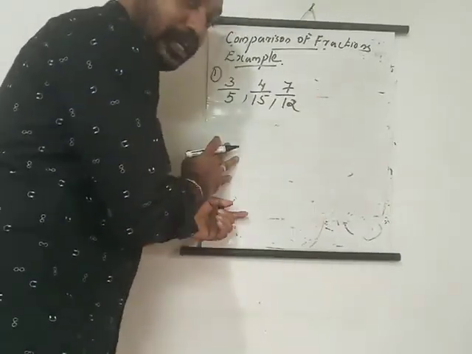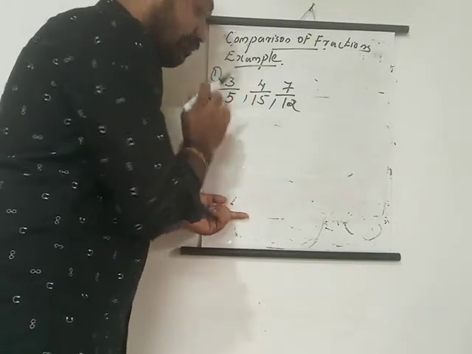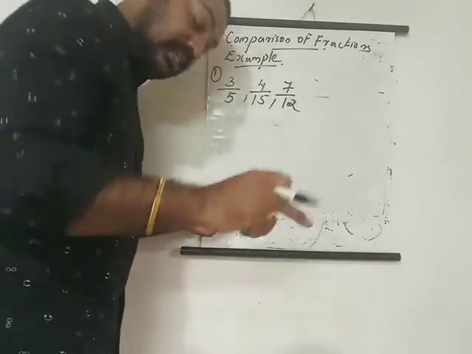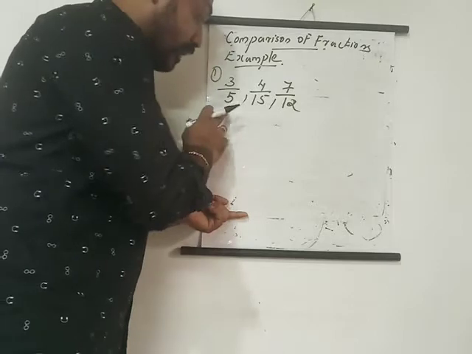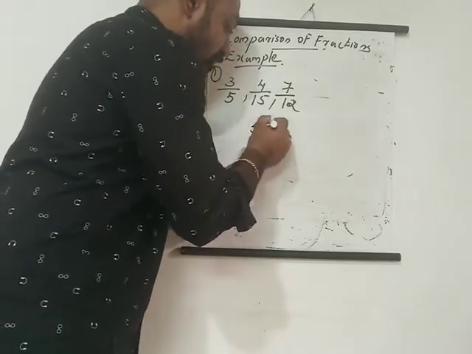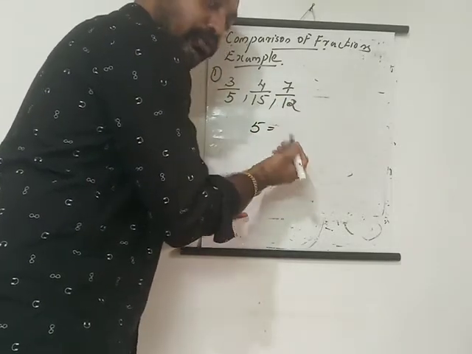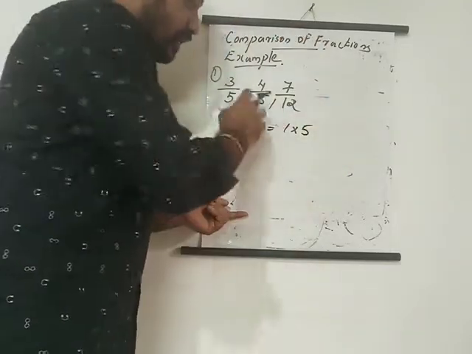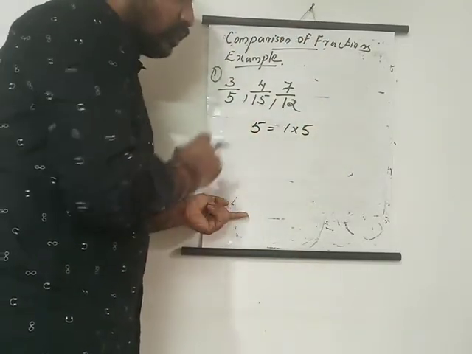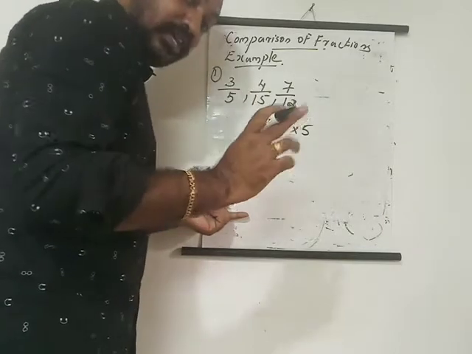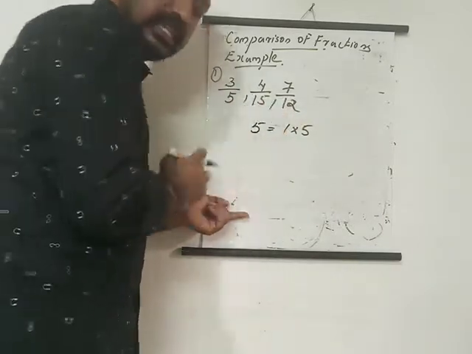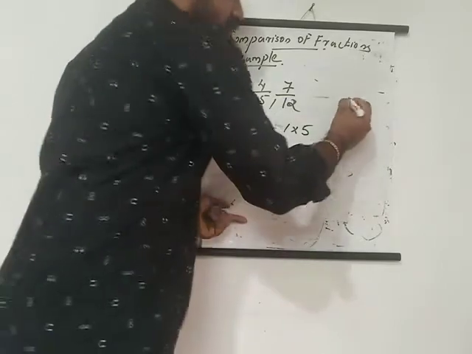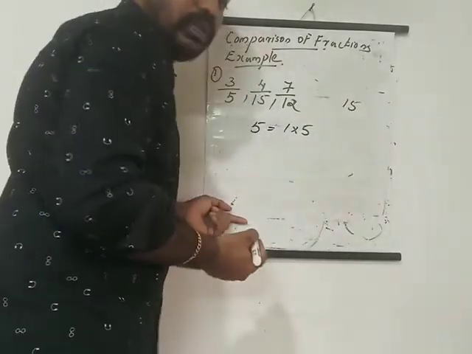So I am going to find the LCM of what? Take the first number, and in the first number take only the denominator. What is the denominator? 5. It is a prime number, so we can write it as 1 into 5 or simply 5. Now for the second one, I am going to do the factorization, because we need to find the LCM of these three numbers. Taking the next number, 15, we need to do the prime factorization.